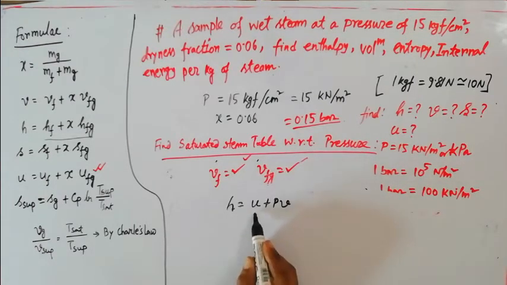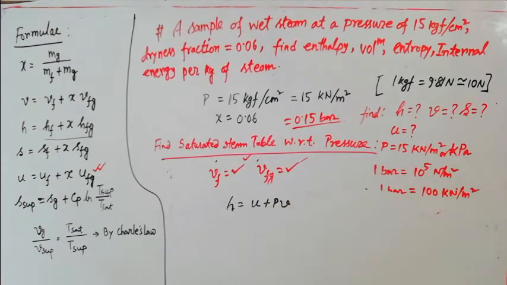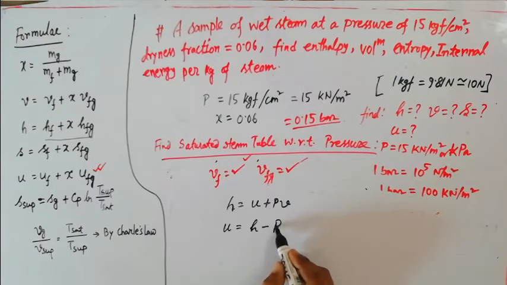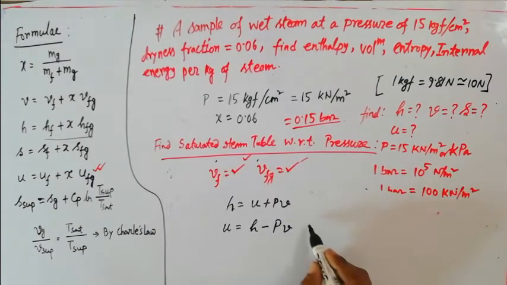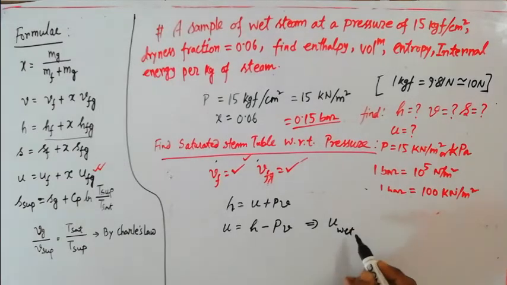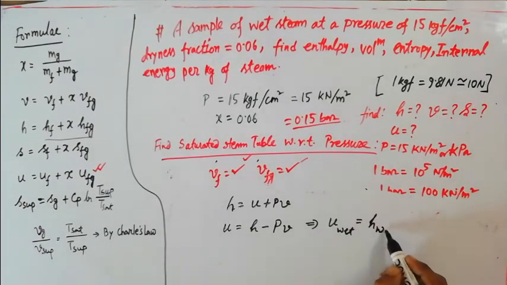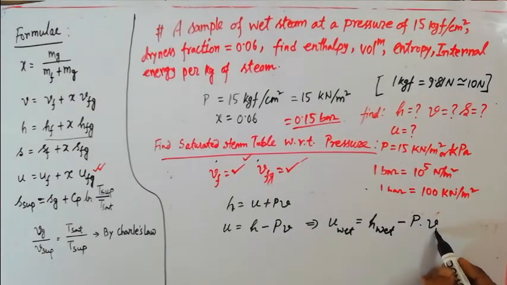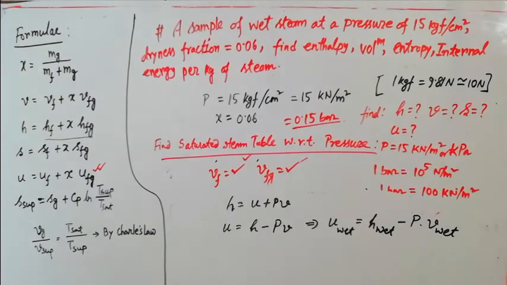Enthalpy, specific enthalpy, equals internal energy plus flow work. This relation is known to us. From there you can find U equals H minus PV. Now if you are trying to find the dryness fraction and the internal energy, the U wet that is being asked, that is H wet minus P into V wet. That formula can also be used.